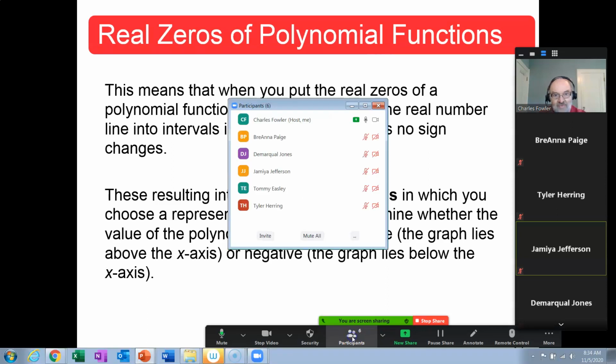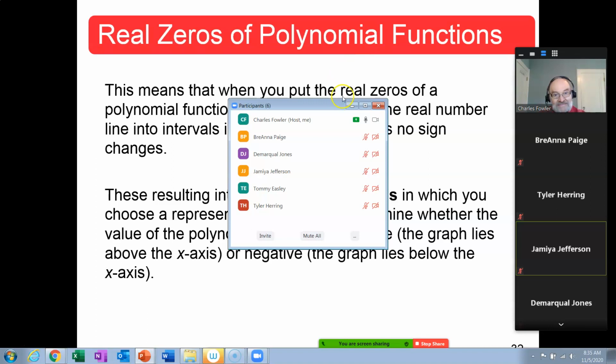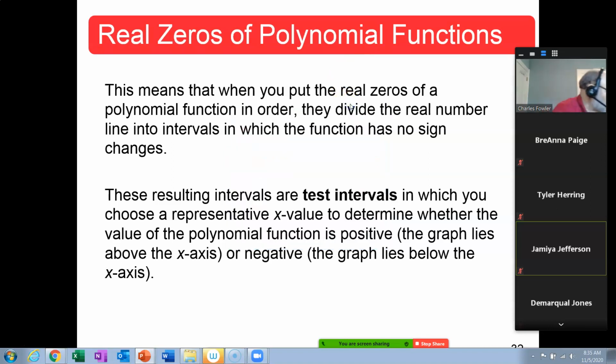Let me just make sure that we've got 5 people here so far. That's just enough for a basketball team. 1, 2, 3, 4, 5. That's all we got so far. So any questions?